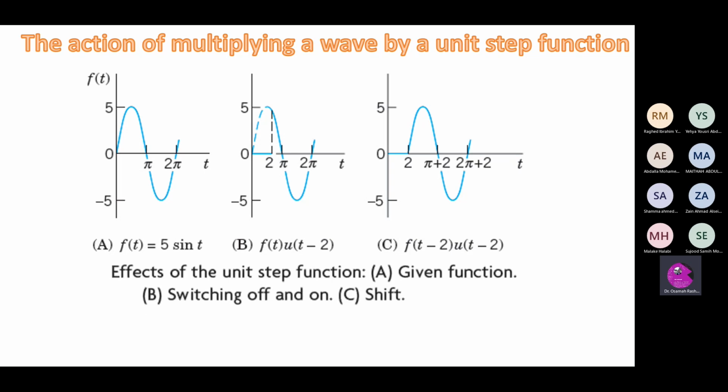Okay. Section B, you can call it switching off and on. So if I would like to take a period of time from 0 to 2, I will have to cut this part, right? So I have f of t multiplied by u of t minus 2. Okay.